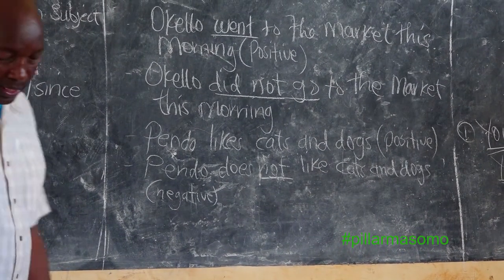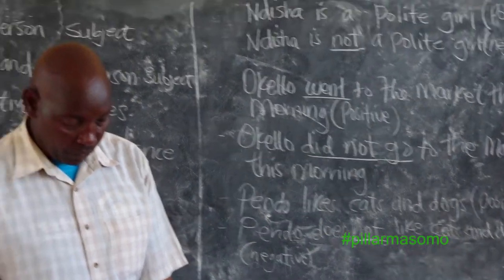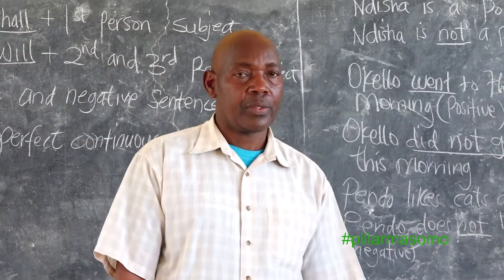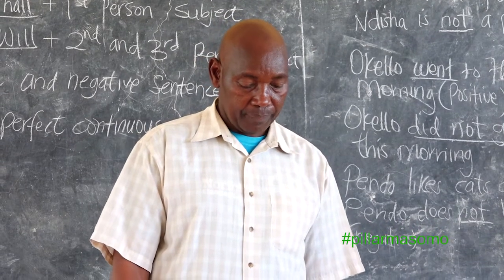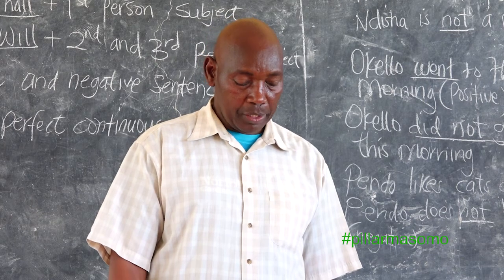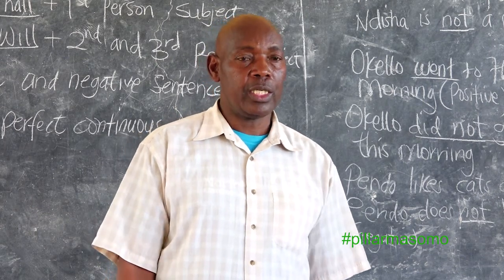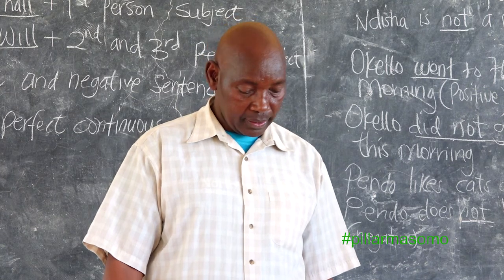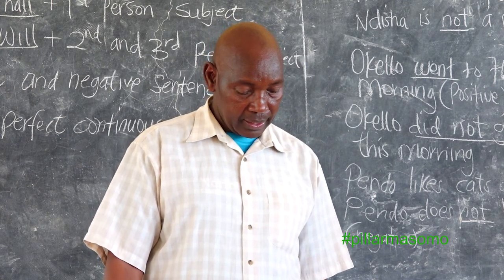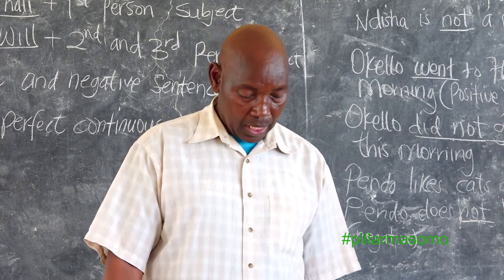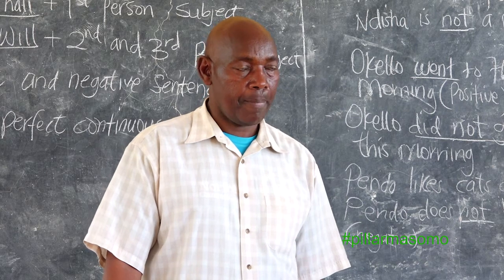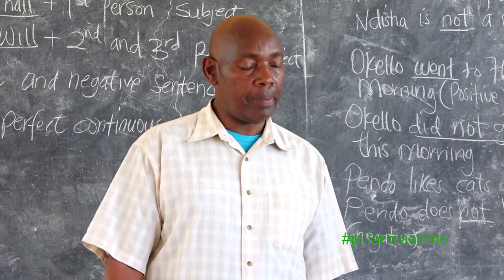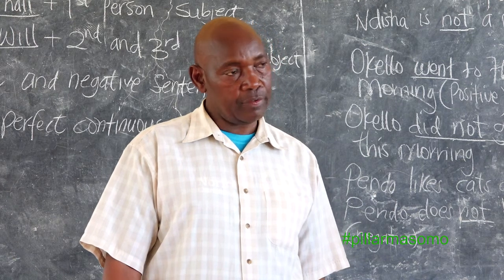I'm going to give some sentences here for us to try. Karaoke will phone me tonight. The negative part of it is going to be Karaoke will not phone me tonight. Another sentence. The boys played football yesterday afternoon. The negative of this sentence would be the boys did not play football yesterday afternoon.